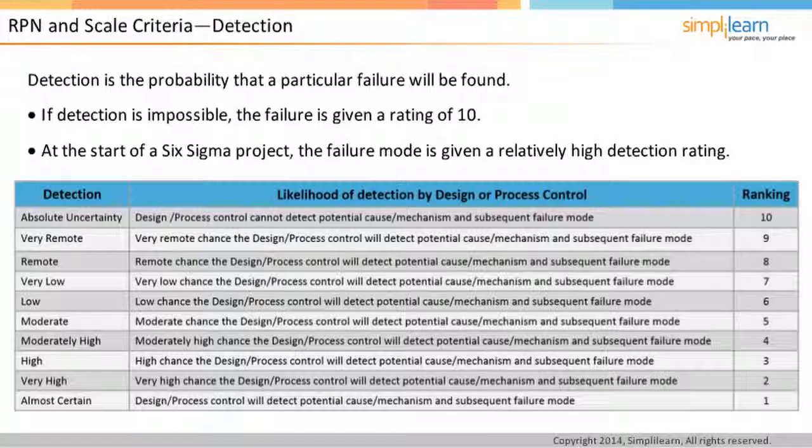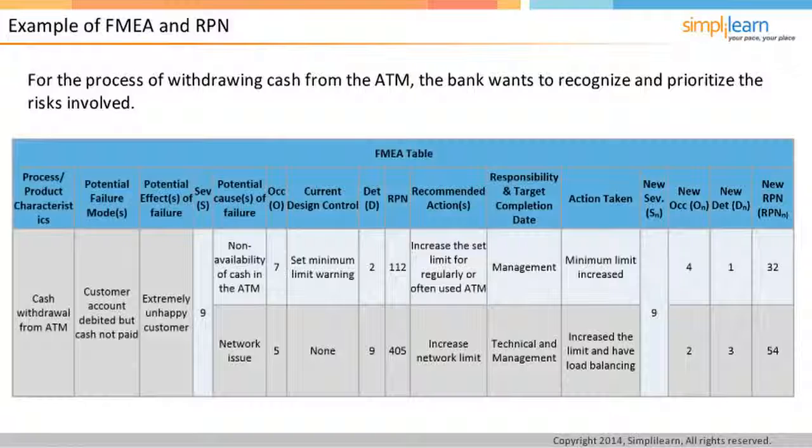In this example, a bank wants to recognize and prioritize the risks involved in the process of withdrawing cash from an ATM. It can be observed from the table that not having a control in place for network issues has the highest RPN. This is due to the detectability for a network issue being very low. The next set of information in the table shows the action taken by the bank's management to address the failure modes. Following the implementation, the new RPN is calculated, retaining the severity level at 9. This is because the actions were not directed at reducing the severity, but at the causes of failure. It can be seen that the new RPN is much lower, and the risk for both causes has been mitigated.